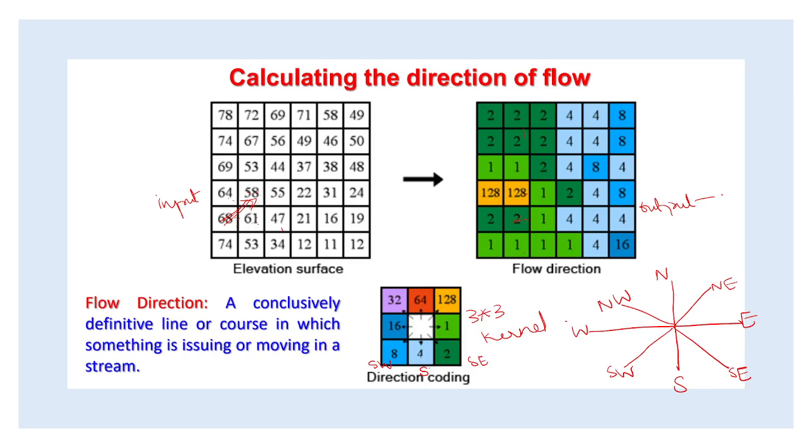Basically, what has been discussed is that we are given an input digital elevation model telling you that each cell has an elevation value. Basically, we have values which indicate the elevation in each of the cells. Then we used a direction coding kernel, we applied that on each of the cells, and then we got an output in terms of flow direction.